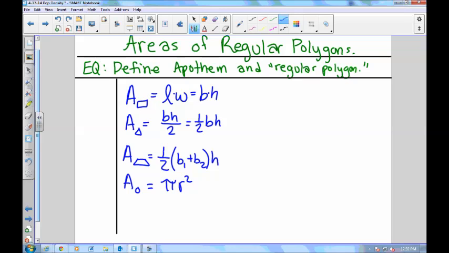All right. So there's lots of different polygons. We can have a 3-sided polygon, which is a triangle. A 4-sided polygon is a rectangle, right?